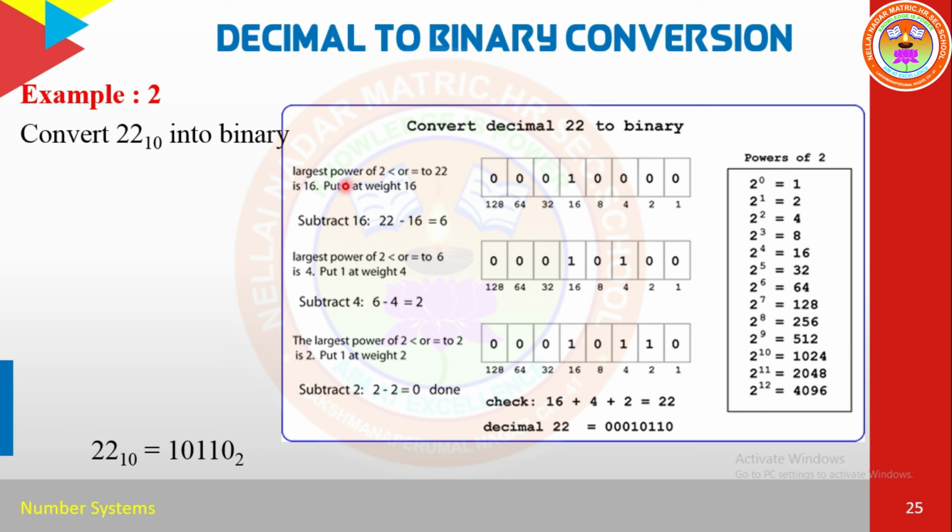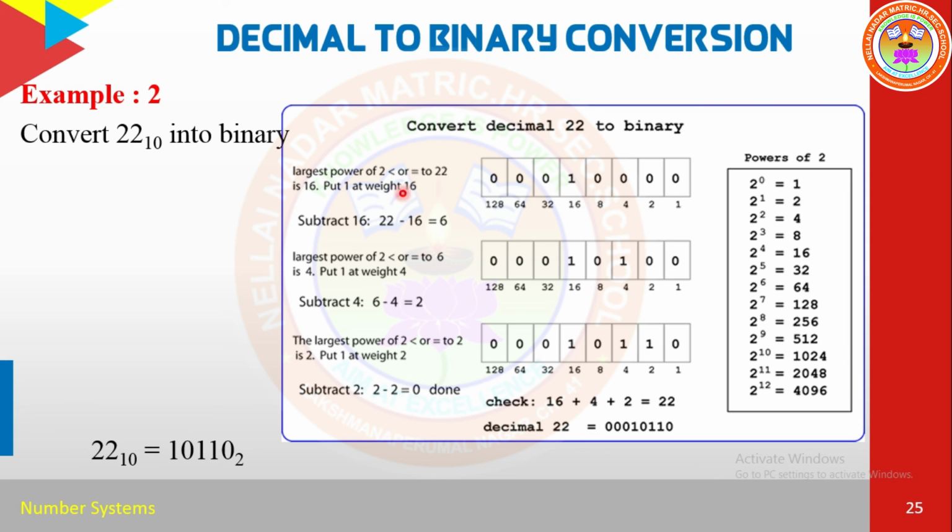Now, the largest power of 2 less than or equal to the given number. Which is the largest power value when compared with the given number? It will be less than or equal to the same value. So which one is a suitable value? 16 only, not 32, because 32 is greater than 22. So don't put that. You have to choose 16 alone.